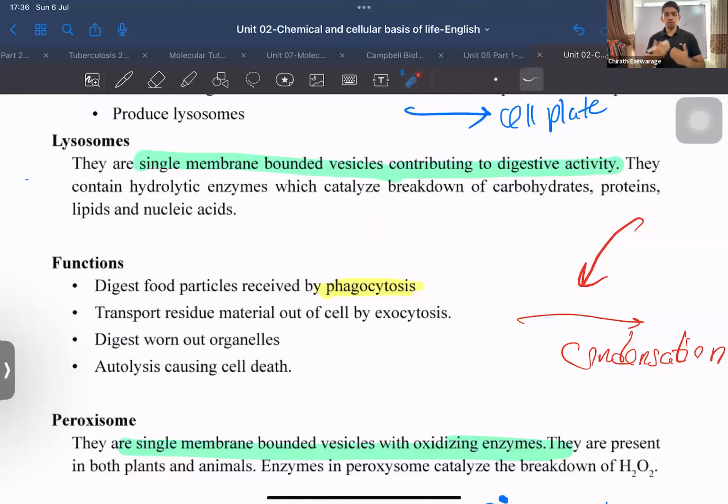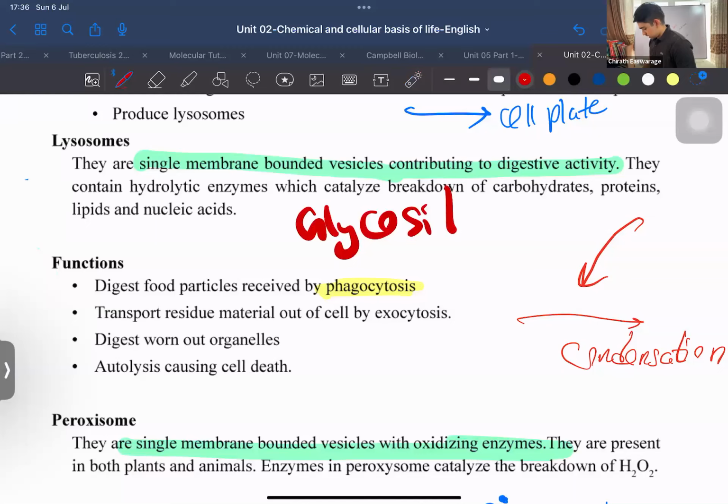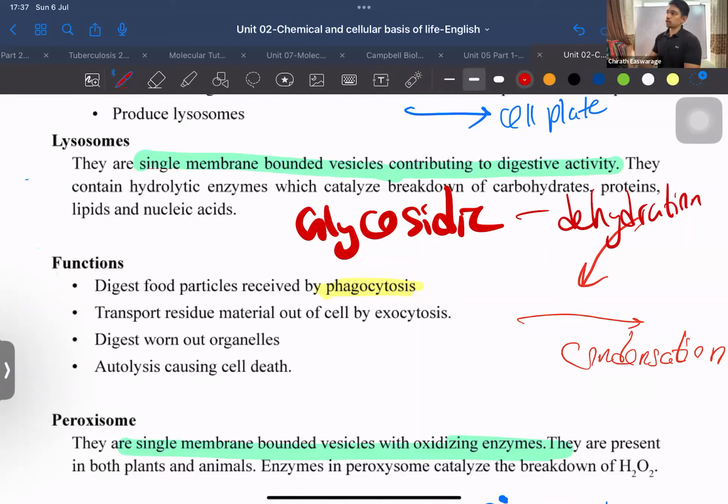When you add water into the bonds of a polysaccharide, you start to break down the bonds, right? Because of your glycosidic bonds. I hope you remember. Glycosidic bonds are formed by what sort of reaction? Dehydration reaction. So the reverse of this happens. To make a polysaccharide, you remove water. To break a polysaccharide, you add water.